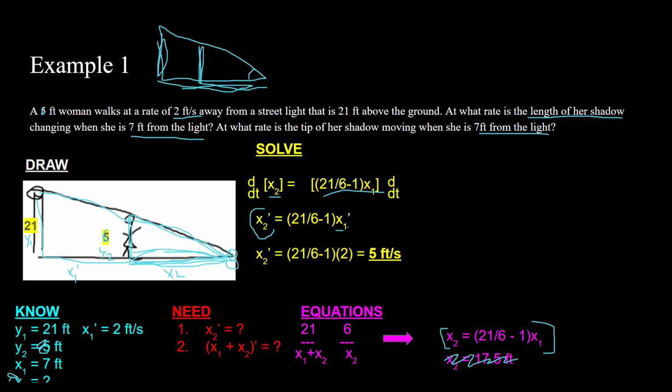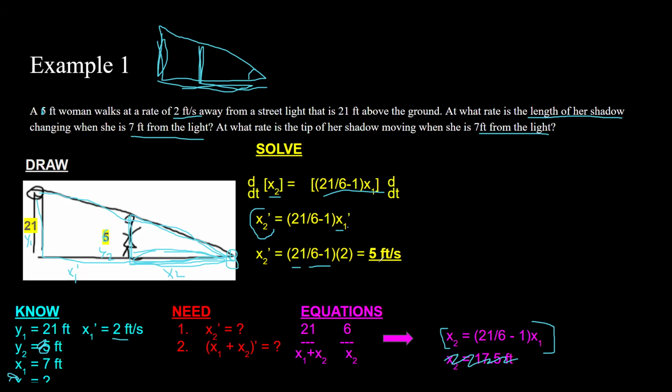Because you see these aren't two functions multiplied, we don't have to do the product rule. We know what x1 prime is: 2. We multiply it by what we found right here from doing the proportion. And as it turns out, the answer is 5 feet per second.